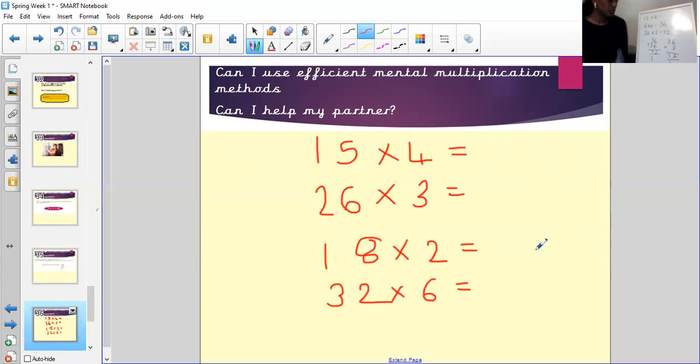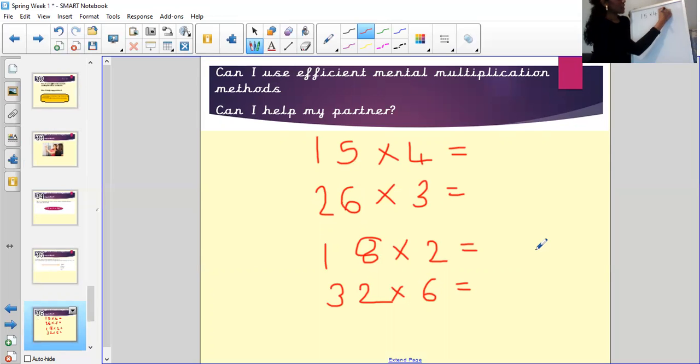Okay, I'm just going to show you some quick methods which I think work for Wonder Class the best, and hopefully you'll be able to follow and understand what I'm showing you. So this is a method which I think might work to help you understand how to split it out mentally in your head and work these out. So the first question I'm going to show you is 15 times by 4.